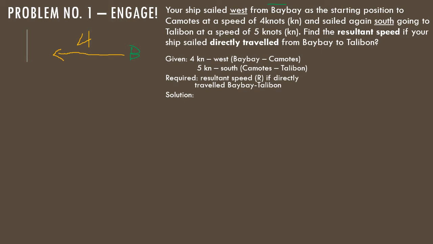So, galing Camotes, naglayag ulit yung bangka papunta sa Talibon. So, pa-south naman, with a speed of 5 kn. So, sabi dito, find the resultant speed if your ship sailed directly traveled from Baybay to Talibon.